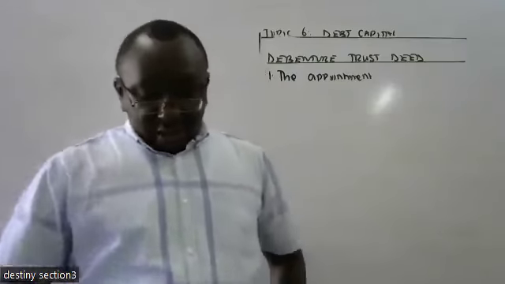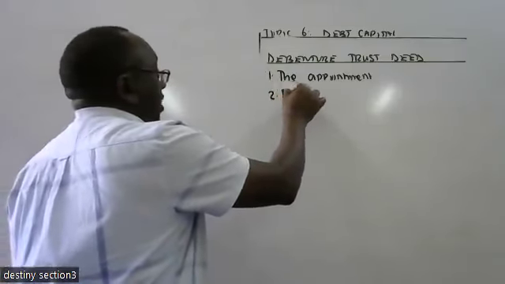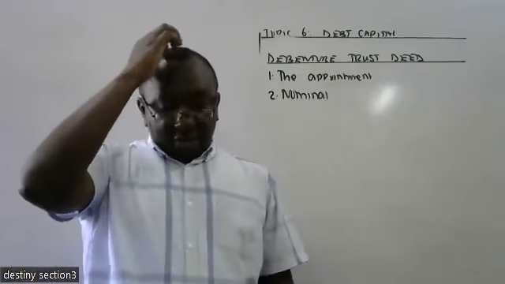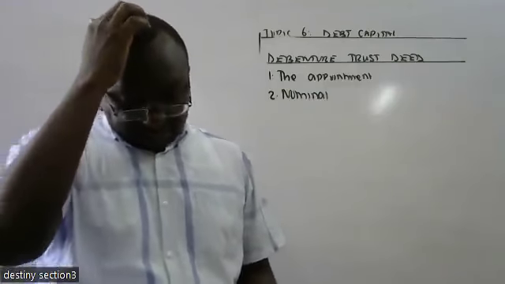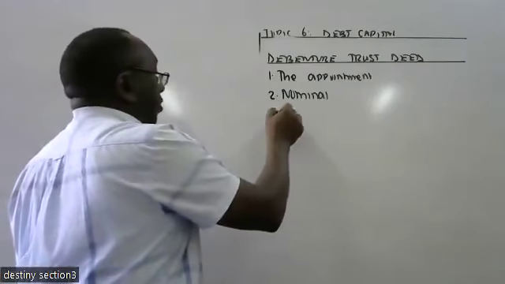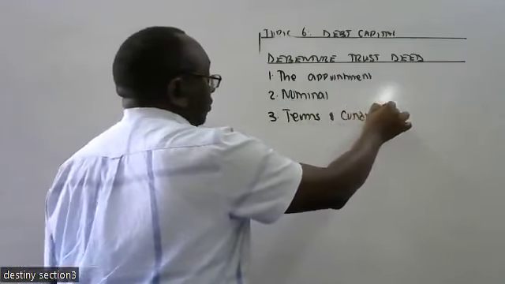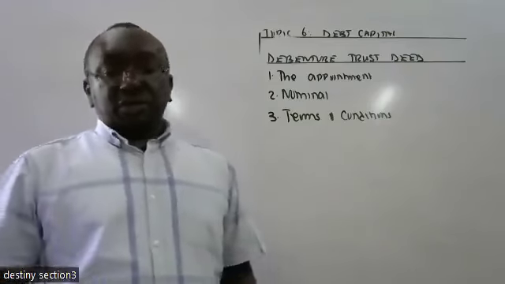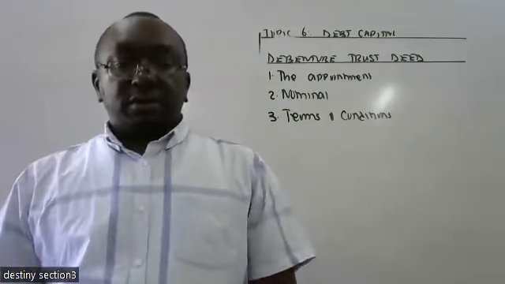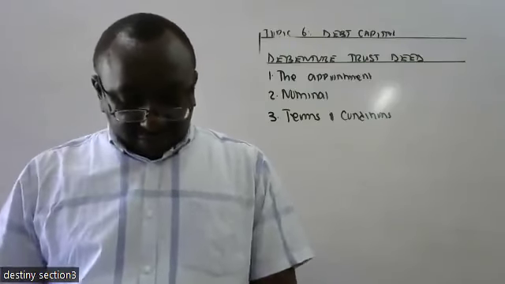Number two, the nominal amount of the debentures. Number three, terms and conditions. Terms and conditions of payment for interest and principal.